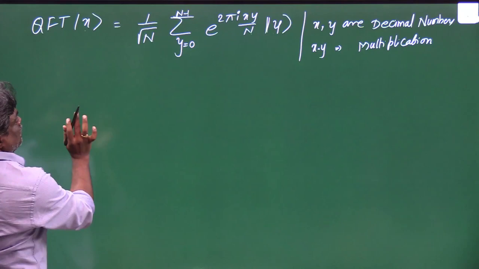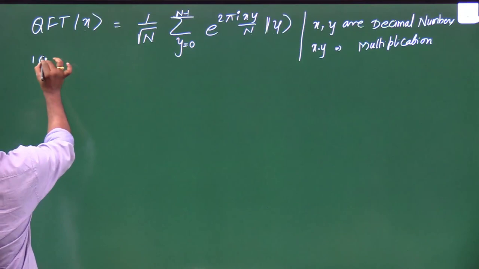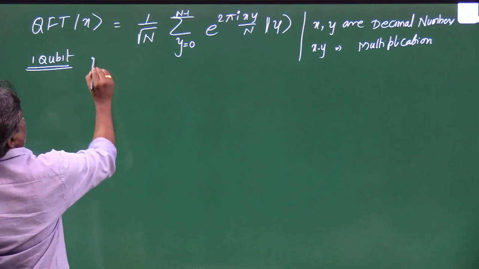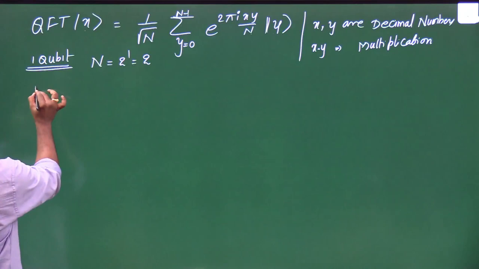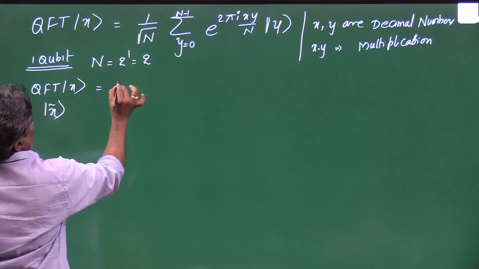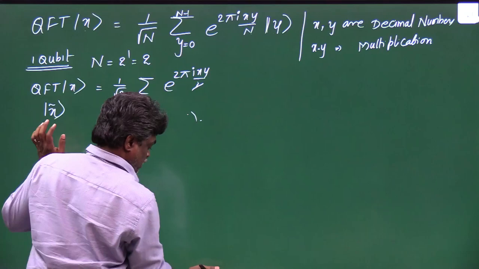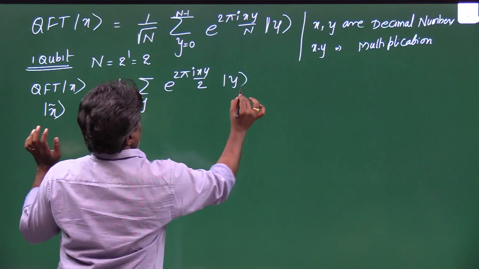Shall we take one example here? Because if we take an example, we will understand. Now I am taking 1 qubit. So 1 qubit means capital N equals 2 to the power 1, that is 2. Now I am taking the quantum Fourier transform of x, some people represent this as x tilde. This is equal to 1 over root 2, summation over y, e raised to 2 pi i xy by N. Here N is 2, and y is 0 to N minus 1.